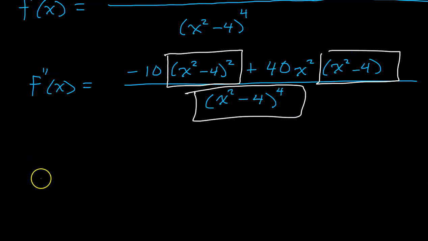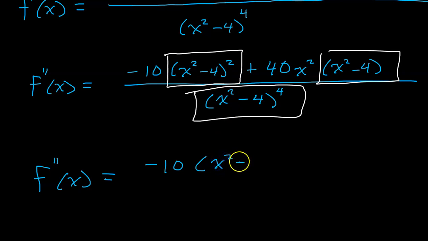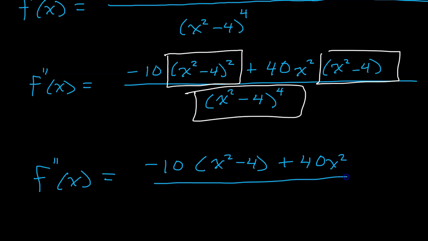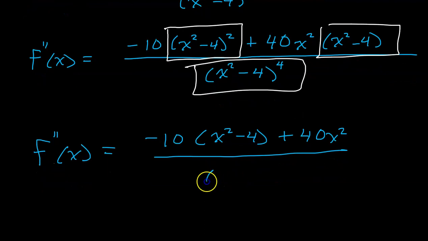So that's going to leave me with f double prime is equal to negative 10. All right, so I've canceled out one of these, so it's going to be just x squared minus 4 now. There's only one left. This one only had one to begin with, so if I cancel out one of these, it's just going to be gone, and I'll just have the 40x squared. And I'm canceling out one of these, so that'll be x squared minus 4 to the 3rd power.